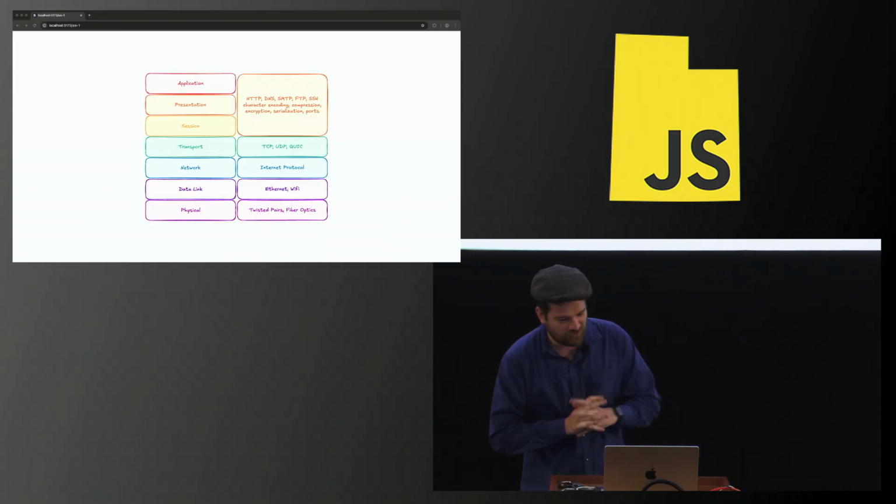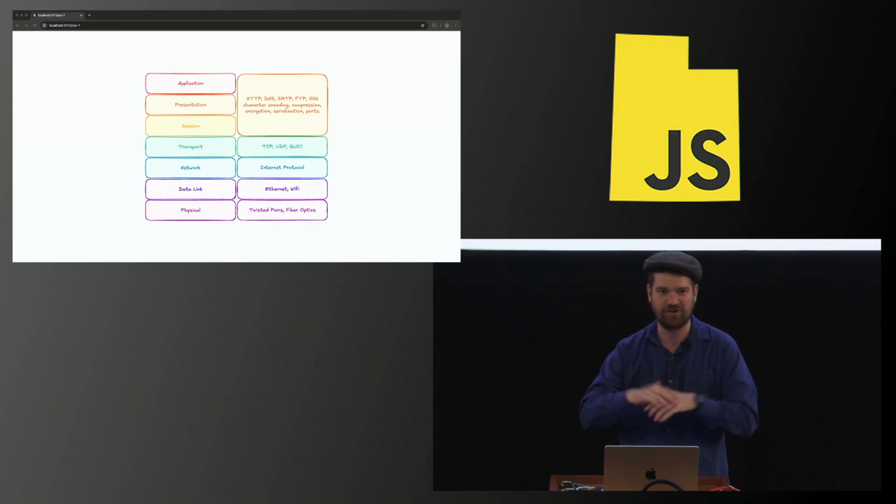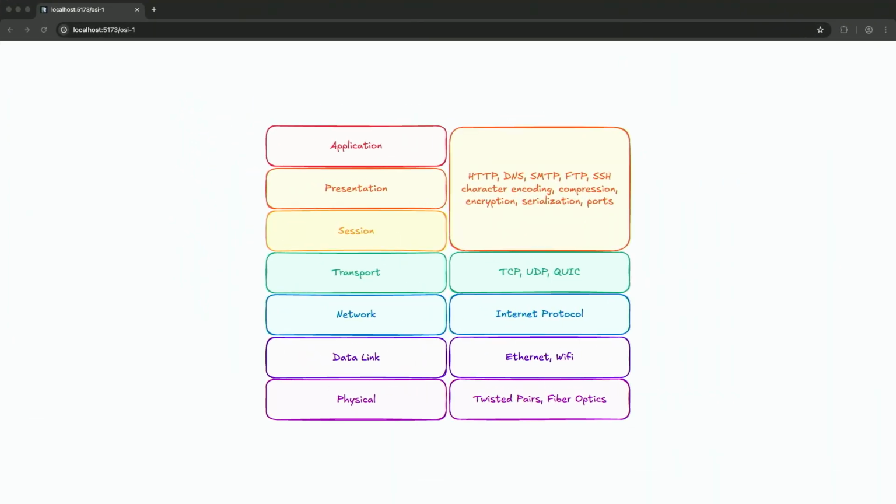So you might have seen this diagram before. This is the hierarchy of protocols we use over the internet. It is called the OSI model. It is holy and revered.